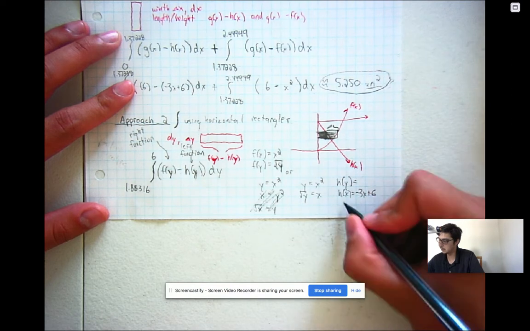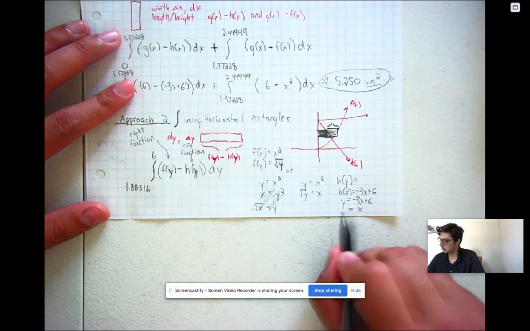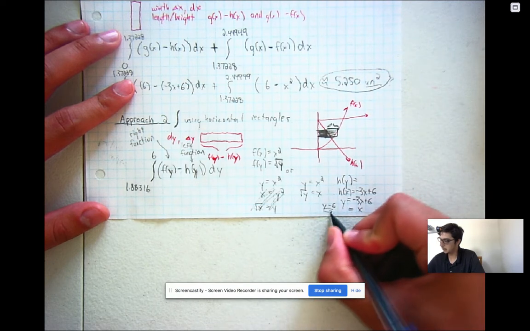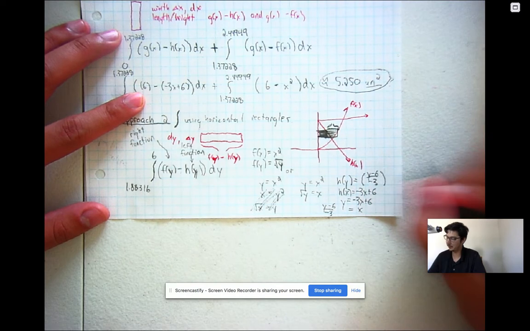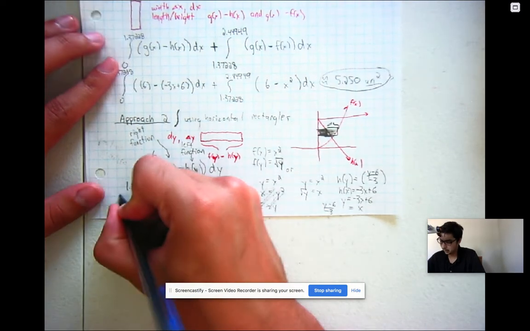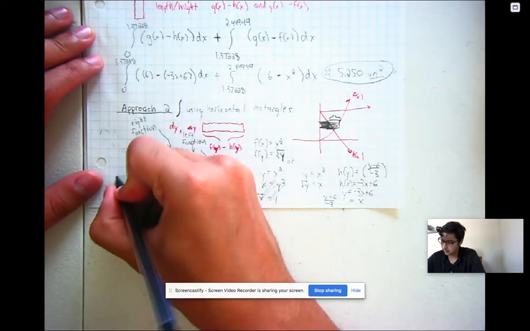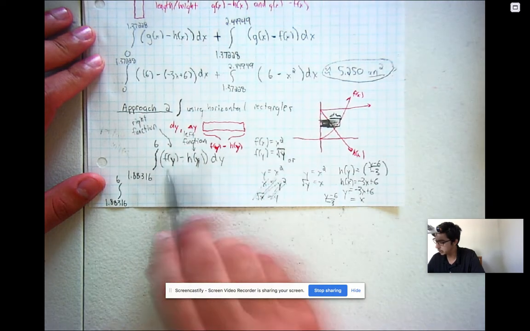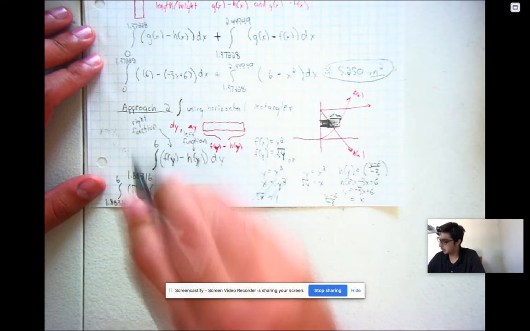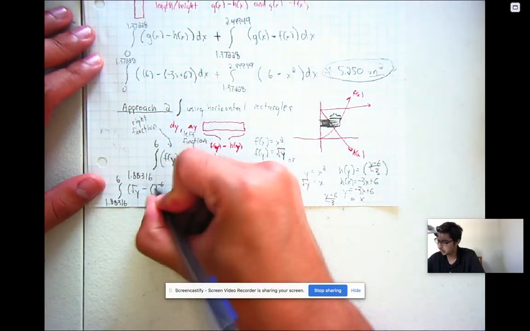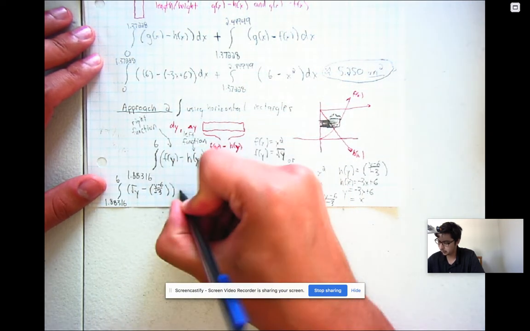And then h of y, let's see here, h of x was negative 3x plus 6. So if we solve for x, we'll get here that x is equal to y minus 6 over negative 3. So h of y will be y minus 6 over negative 3. So now let's put this in our integral here and finish this out really quick. Up to 6 of f of y, which is root y, minus h of y, which is y minus 6 over negative 3. And all of this is with respect to y.